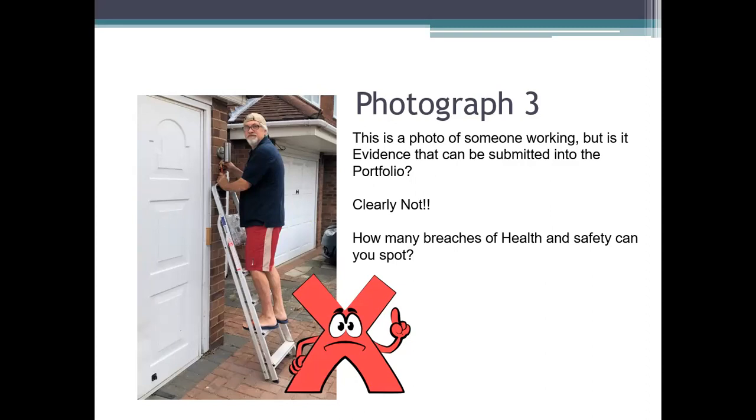Okay, so this is a photo of someone working, but is it evidence that can be submitted into the portfolio? Well, no, it's not. Okay, and if you want to take a minute, how many breaches of health and safety can you spot? I think the flip-flops is a nice touch, but there you are, that's me.